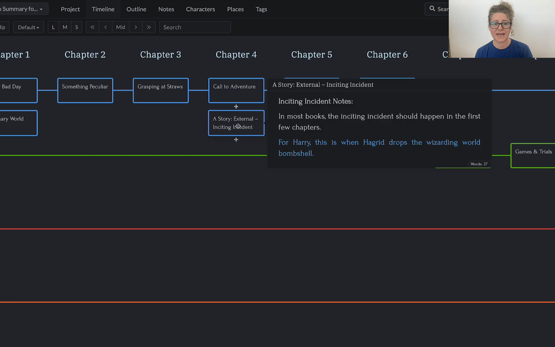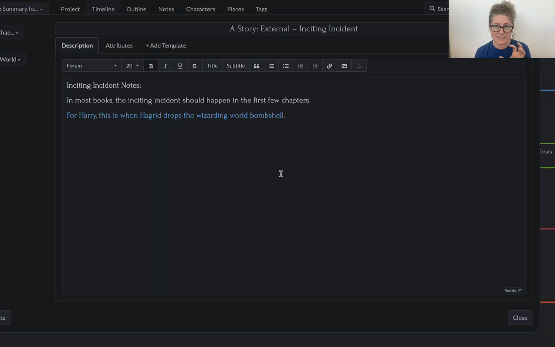So this is the A story external inciting incident notes, if you will. So in most books, this inciting incident should happen in the first few chapters. And for Harry, this inciting incident is when Hagrid drops the Wizarding World bombshell. For any of you newbies coming in and going, what in the world is an inciting incident? It's a moment that basically invites your protagonist on a journey.